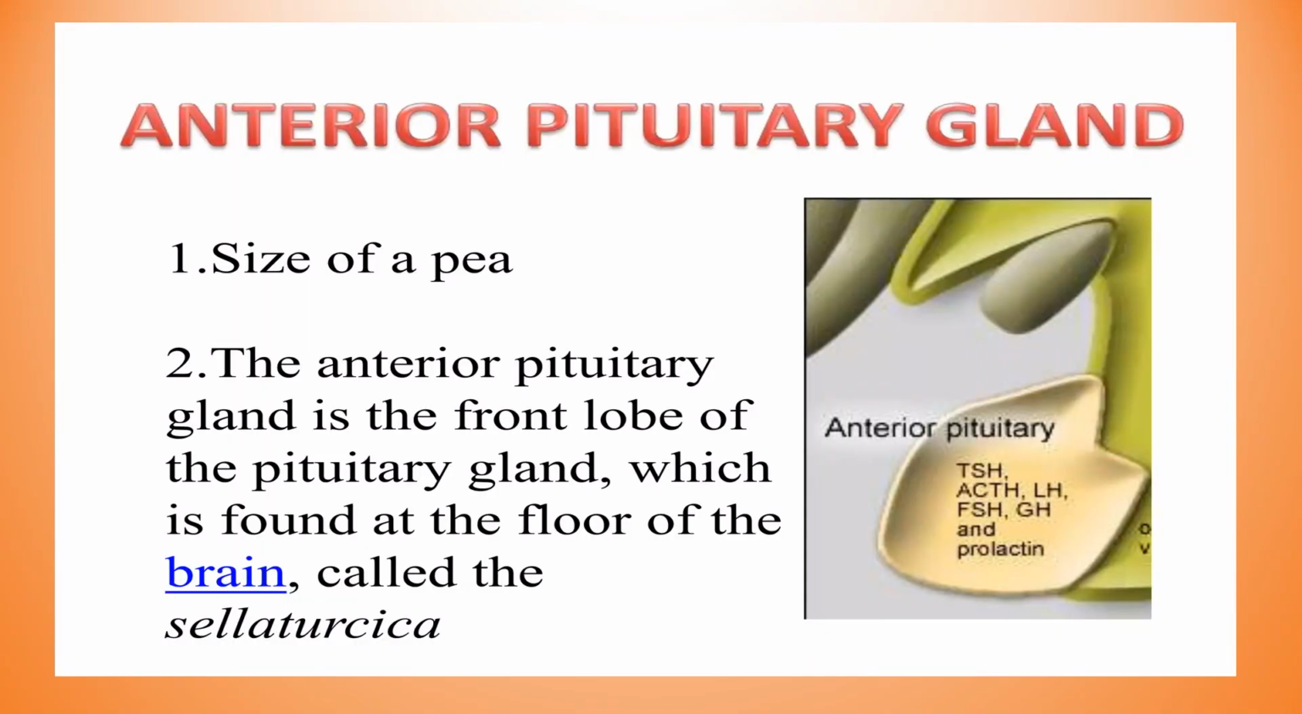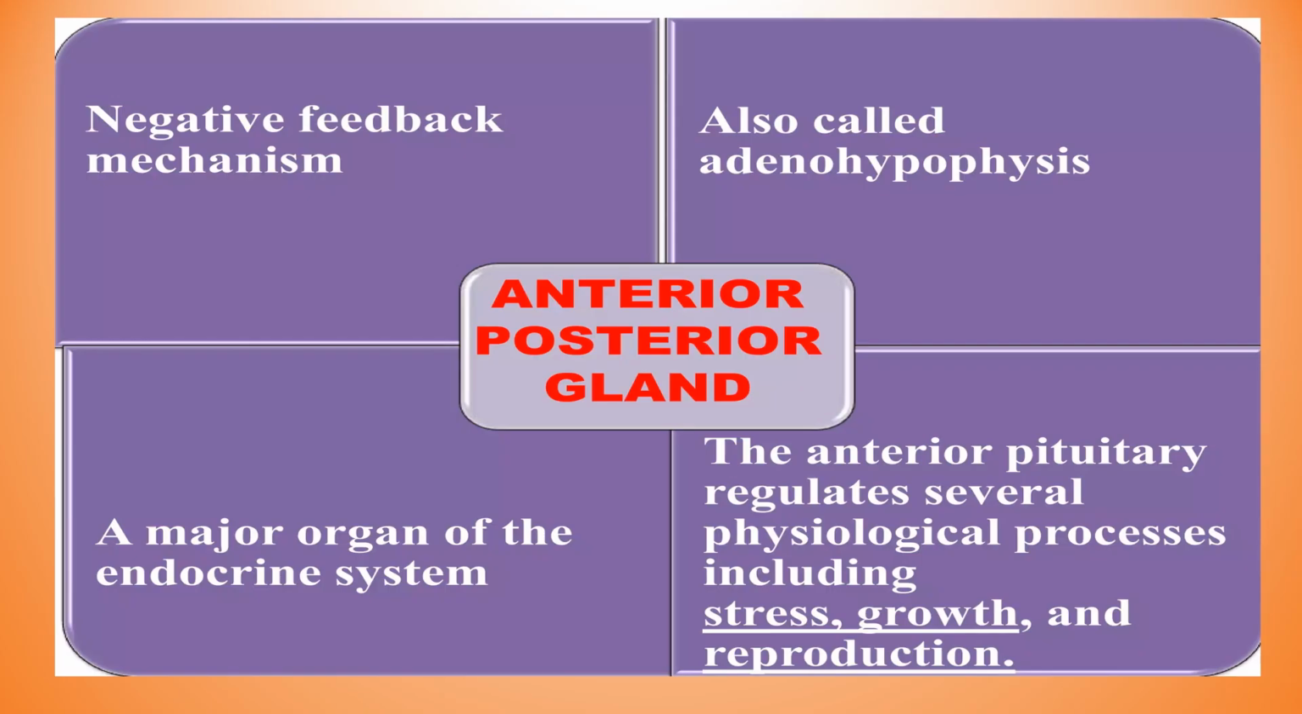So we will see something about the anterior pituitary gland. The anterior pituitary gland, as I said earlier, looks like a pea shape, and it is situated in the front lobe of the pituitary gland, which is found at the floor of the brain, the area we call the thalamus. The anterior pituitary gland has a negative feedback mechanism, is also called the adenohypophysis, and is a major organ in the endocrine system. It regulates several physiological processes including stress, growth and reproduction.